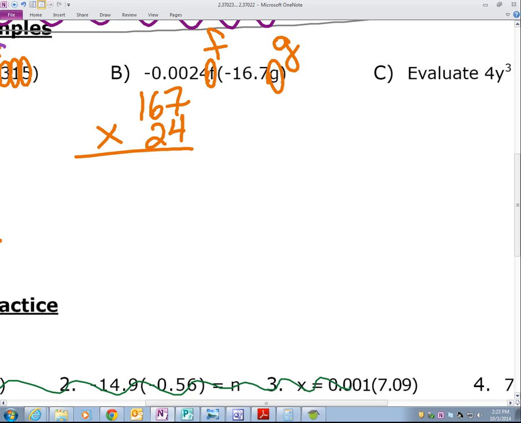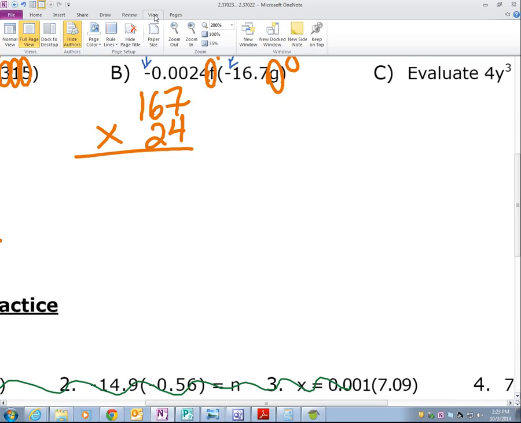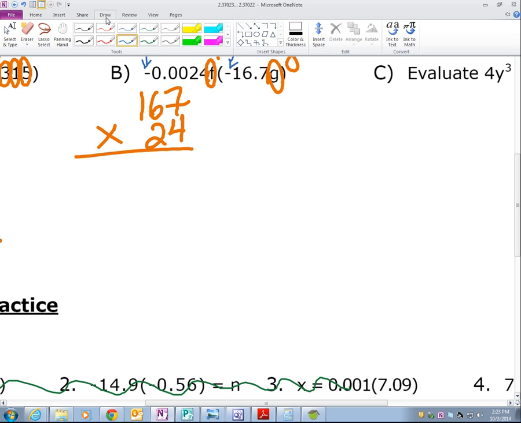Ooh, I forgot to do the integer thing. How many negatives do we have in this? Two, and there's only two of them that we're multiplying together. So when you multiply two negatives together, it becomes positive. Good. So I'm going to point to this negative here and this negative here, so I know that it's going to be positive, and I don't need to worry about the rest of that.